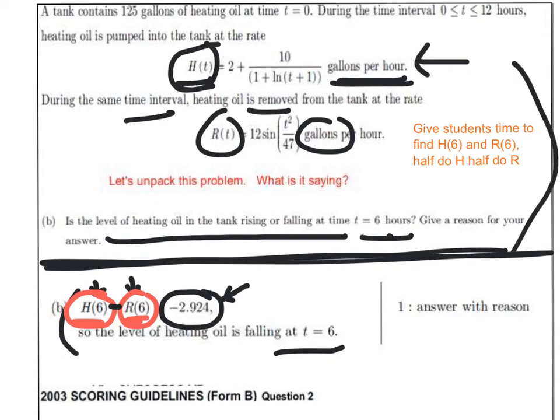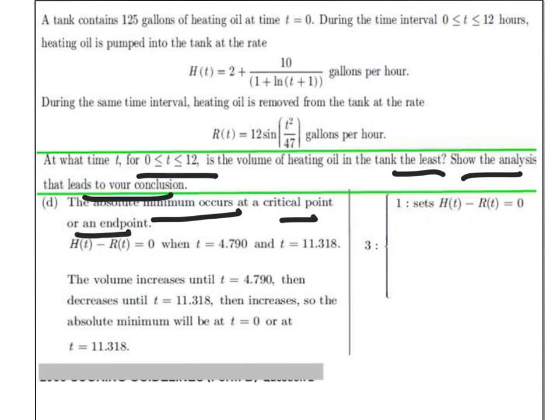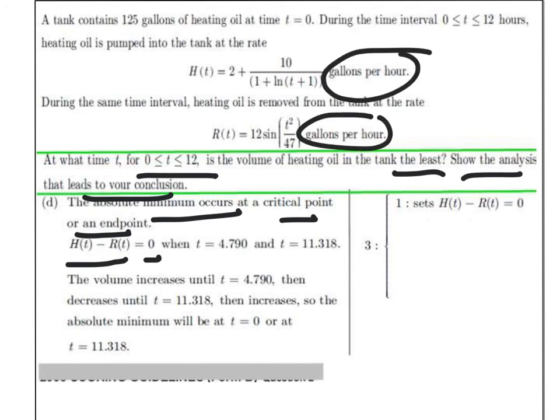Now this may look very complicated to you just by looking at it, but eventually you're going to find that these problems are quite easy. But it's one of your first looks at them. Looking at part D, D is finding at what time from 0 to 12 is the heating oil the least. That, ladies and gentlemen, is a max and min problem. Show the analysis that leads to your conclusion. Absolute minimums occur at critical points or an endpoint, but notice how the derivative isn't equal to 0, just the rates are equal to 0 because these are the derivatives. So this would be done on a graphing calculator using the zero feature.